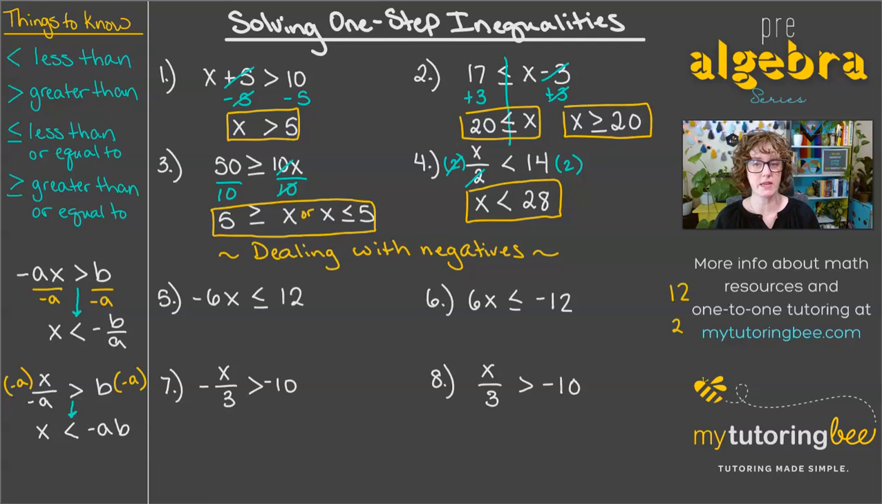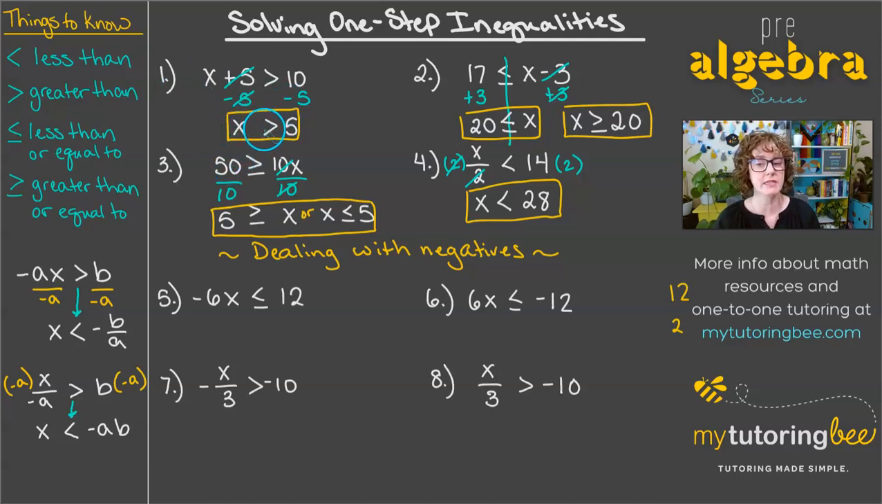The difference with inequalities, though, compared to equations, is that with equations, a lot of times you get just a single value that is the solution to the equation. So there's just one single number that is the solution. Whereas with inequalities, there are many solutions. Let's go back up to this first one.